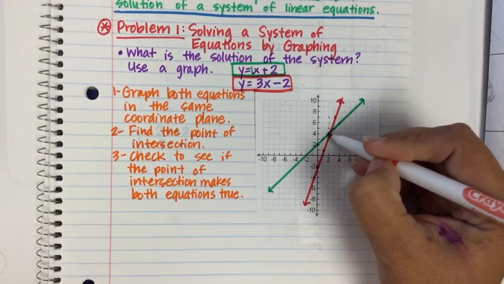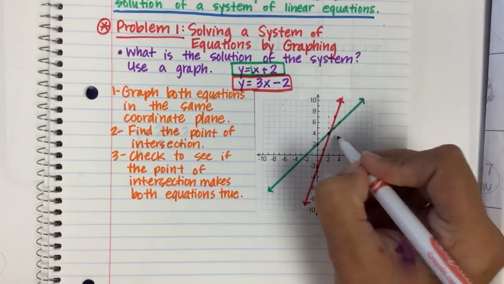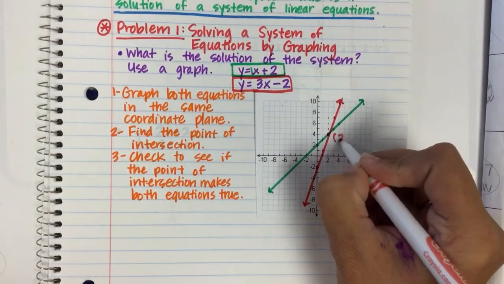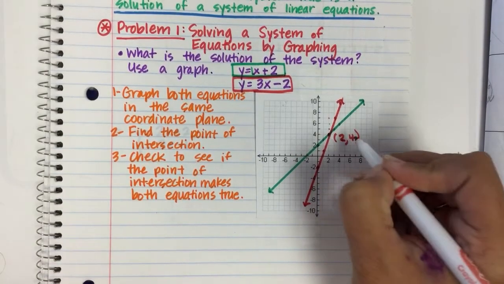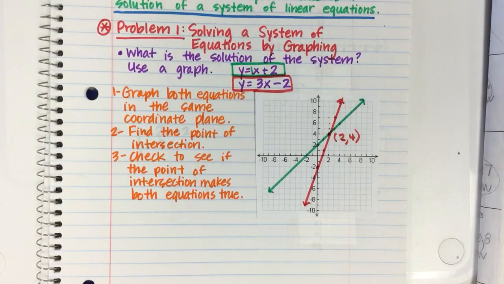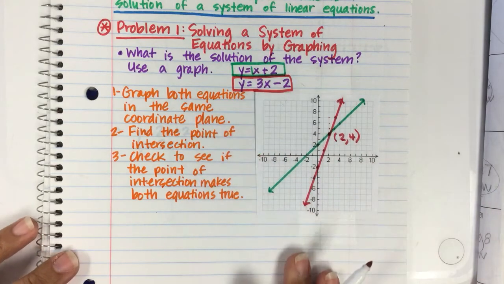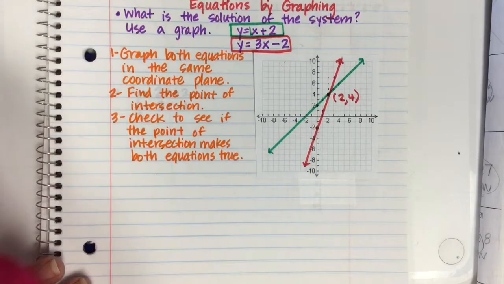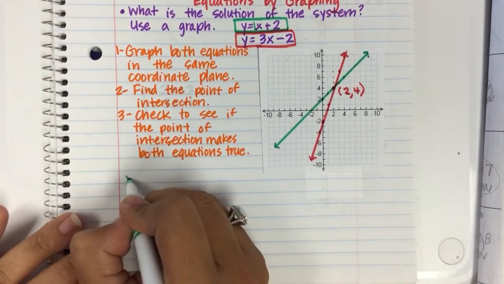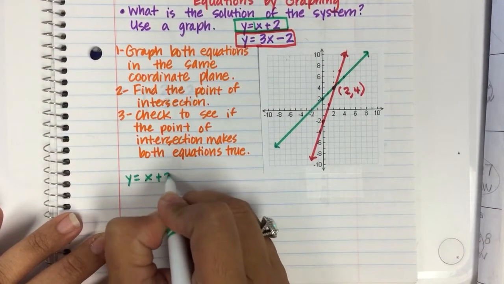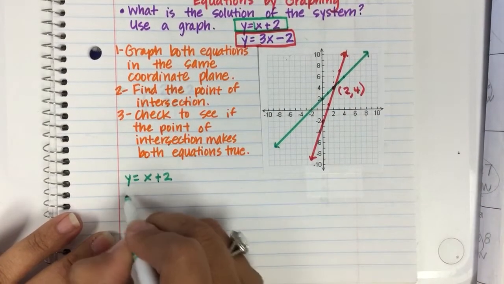All right, so they were supposed to intersect right here at this point, and that point is 2, 4. So the solution of this system of equations would be 2, 4. So now I can plug 2, 4 in for x and y and make sure that it works in both of those. So I'm going to say y is equal to x plus 2. So x is 2 and y is 4.